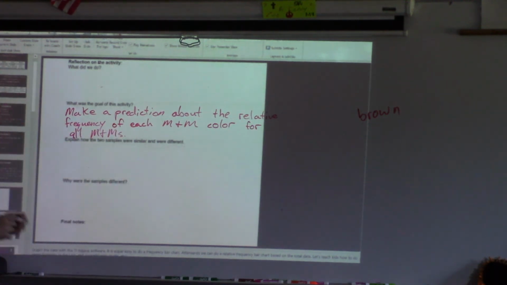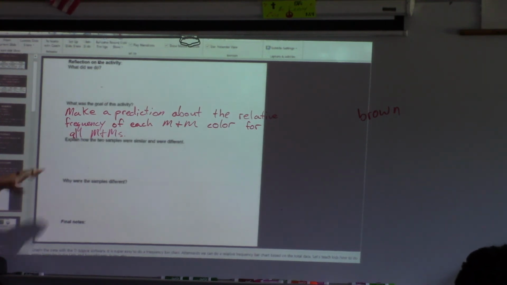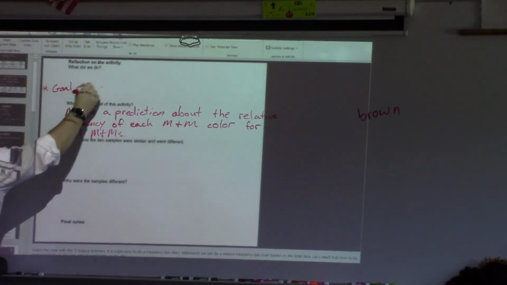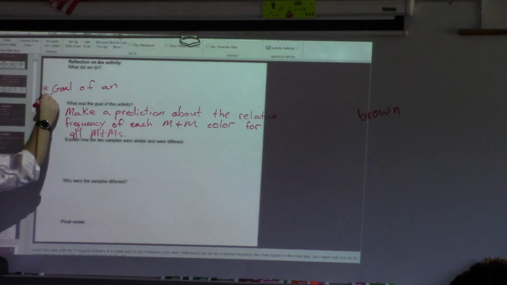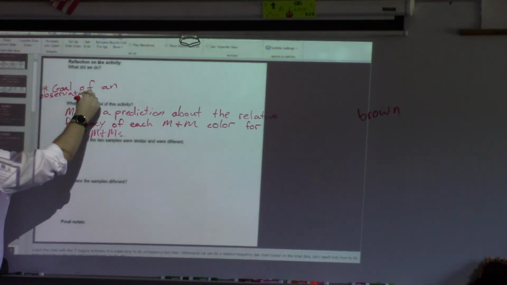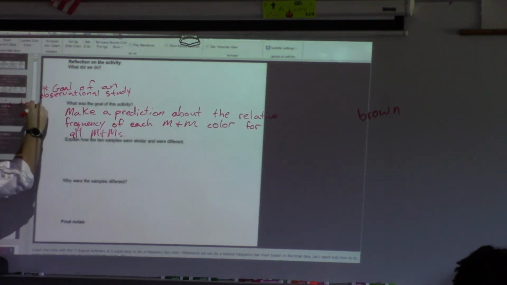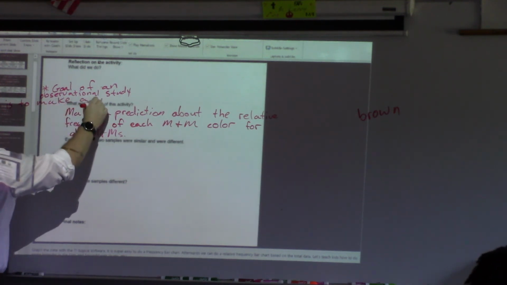That's important, right? Because what is the goal of an observational study? We have just observed how many M&Ms there were, correct? Mm-hmm. Okay? So what is the goal of an observational study in general? To observe. Well, we're going to observe in order to do what? Make a prediction, right? In general, I want us to make sure we define this idea. The goal of an observational study is to make a prediction.